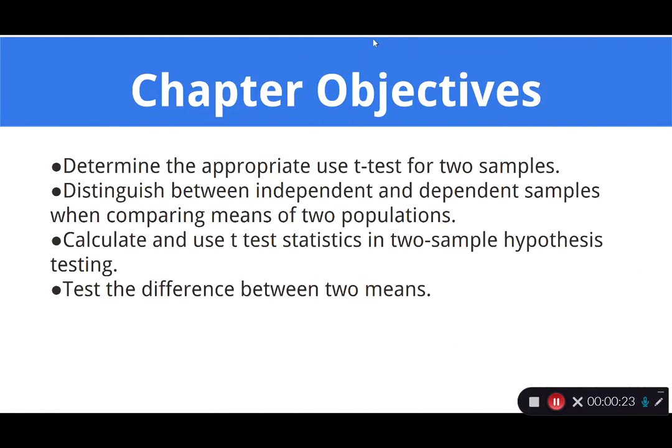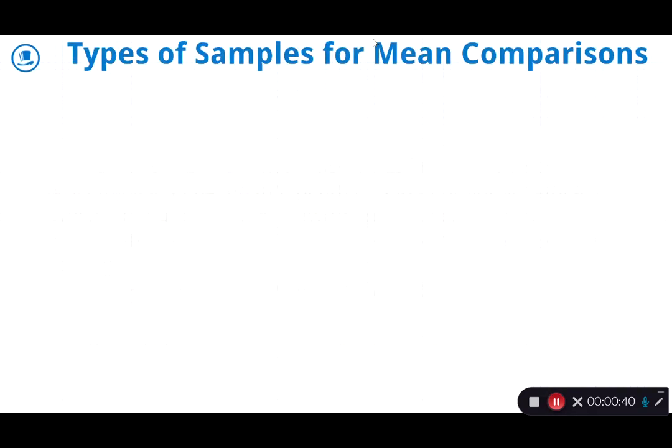So at the end of this chapter, you should be able to figure out which test to use. There's two varieties of tests in this chapter. You should be able to figure out which one of those two you should use, and you'll be able to do these things.